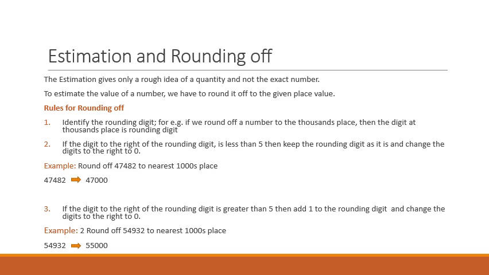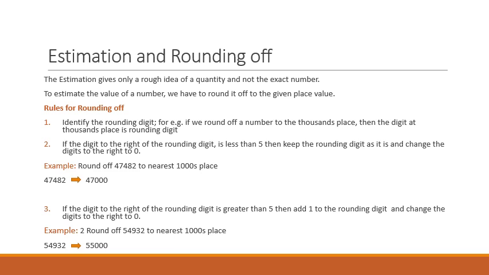Estimation and rounding off. Children, you must have observed that in our real life, many a times when we are dealing with large numbers, we actually don't need the exact number, but we need an approximate value. Say for example, when we say the population of our country is 1 arab 30 crore, we don't mention the exact population of our country, but we just state a rough idea of how many people are living in our country.